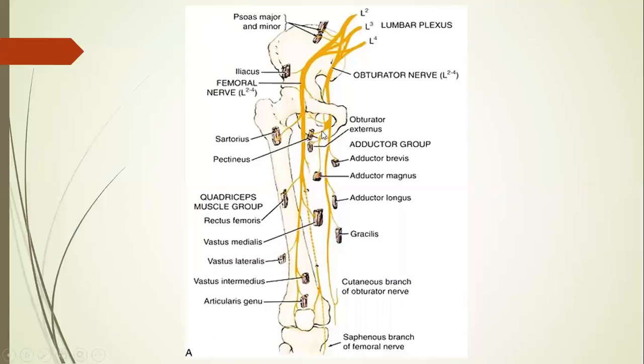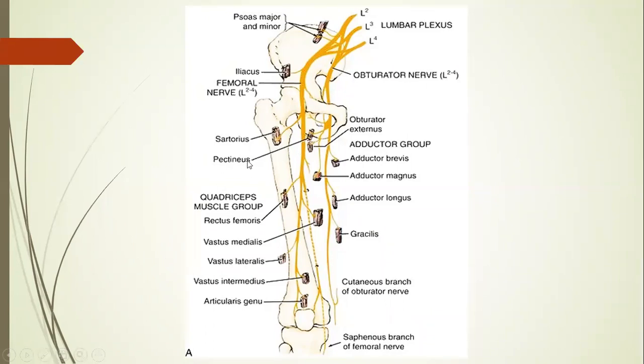Again, see here, this is the main trunk of the obturator nerve, and this one is the posterior division. The posterior division of the obturator nerve supplies the obturator externus. So this is the obturator externus. It supplies the adductor magnus. So this one is the adductor magnus, the adductor part. And occasionally, it gives a muscular branch to the pectineus muscle.